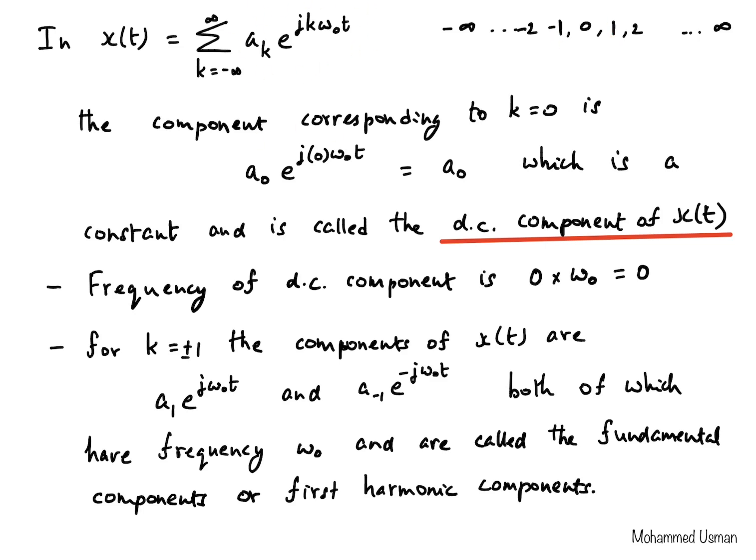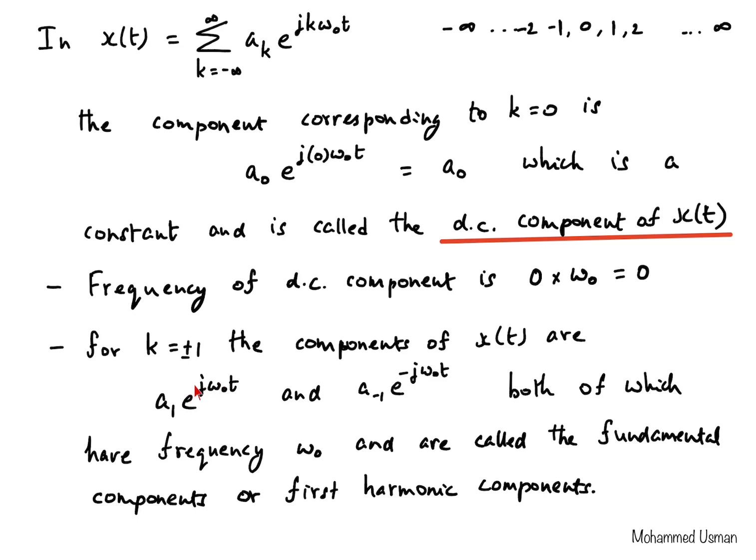Okay, when k equal to plus or minus 1, when we put 1 or minus 1 in this term here, we will get a1 e power j, the value of k is 1, so e power j into 1 into omega naught into t, so e power j omega naught t. Similarly, for minus 1, it becomes a minus 1 e power j, k is minus 1, so we put the minus here, so j into minus 1 is minus j omega naught t.